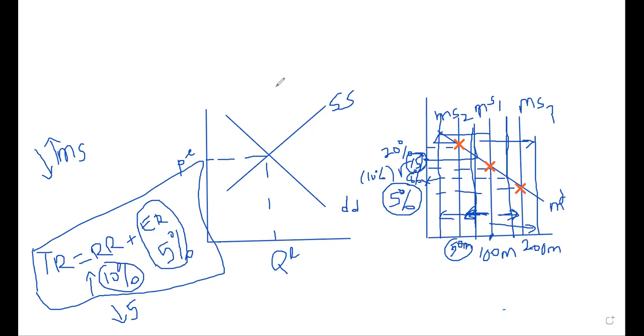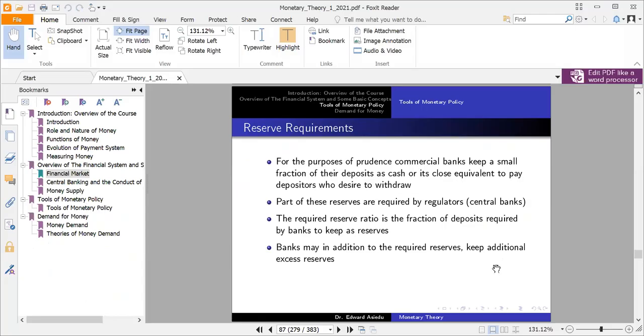So any of these policies can increase or reduce the money supply. Banks may, in addition to the required reserves, keep additional reserve. An increase in the required reserve ratio from 10% to 20% signals a tightening of monetary policy, contractionary. The opposite is true. A decrease in the required reserve ratio will signal loosening of monetary policy. Any question?